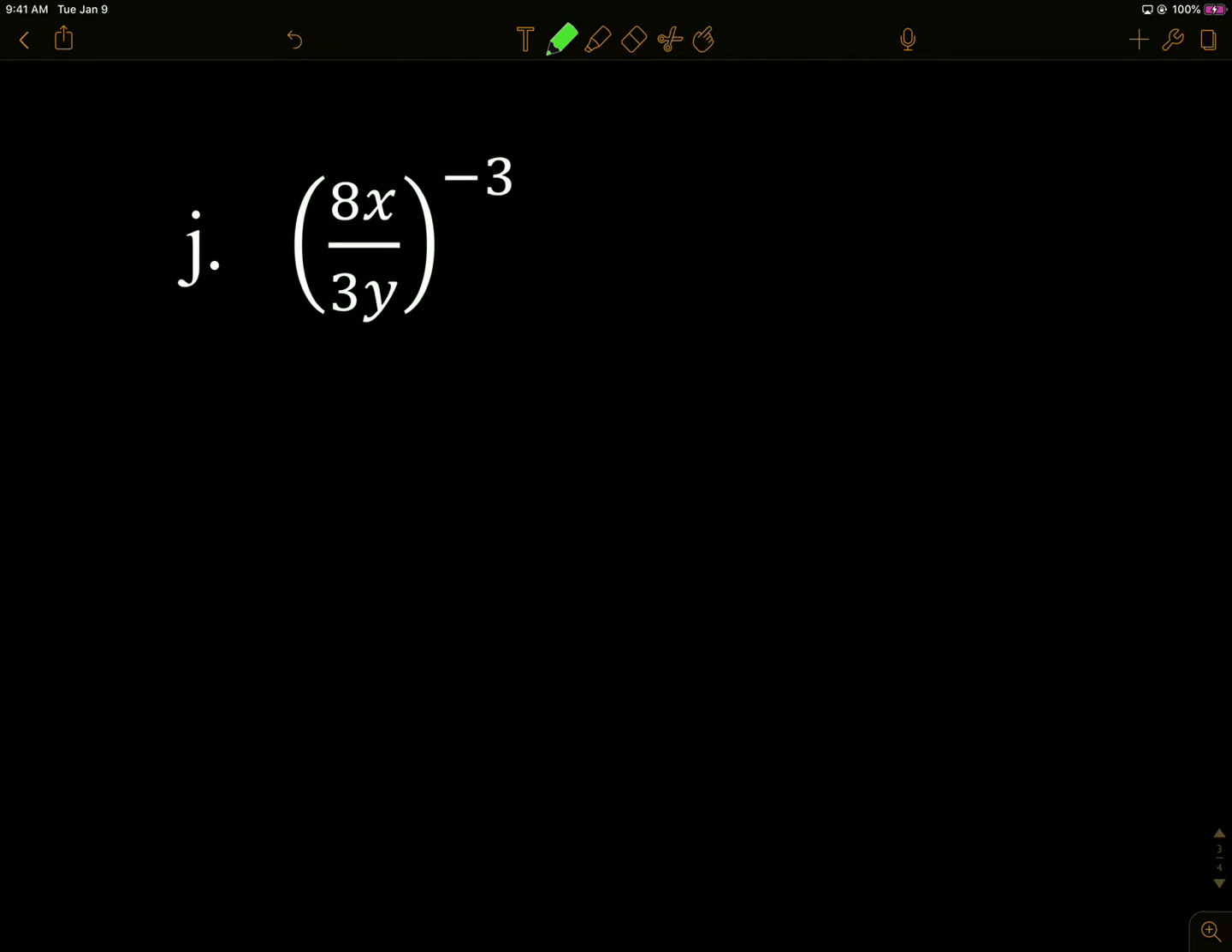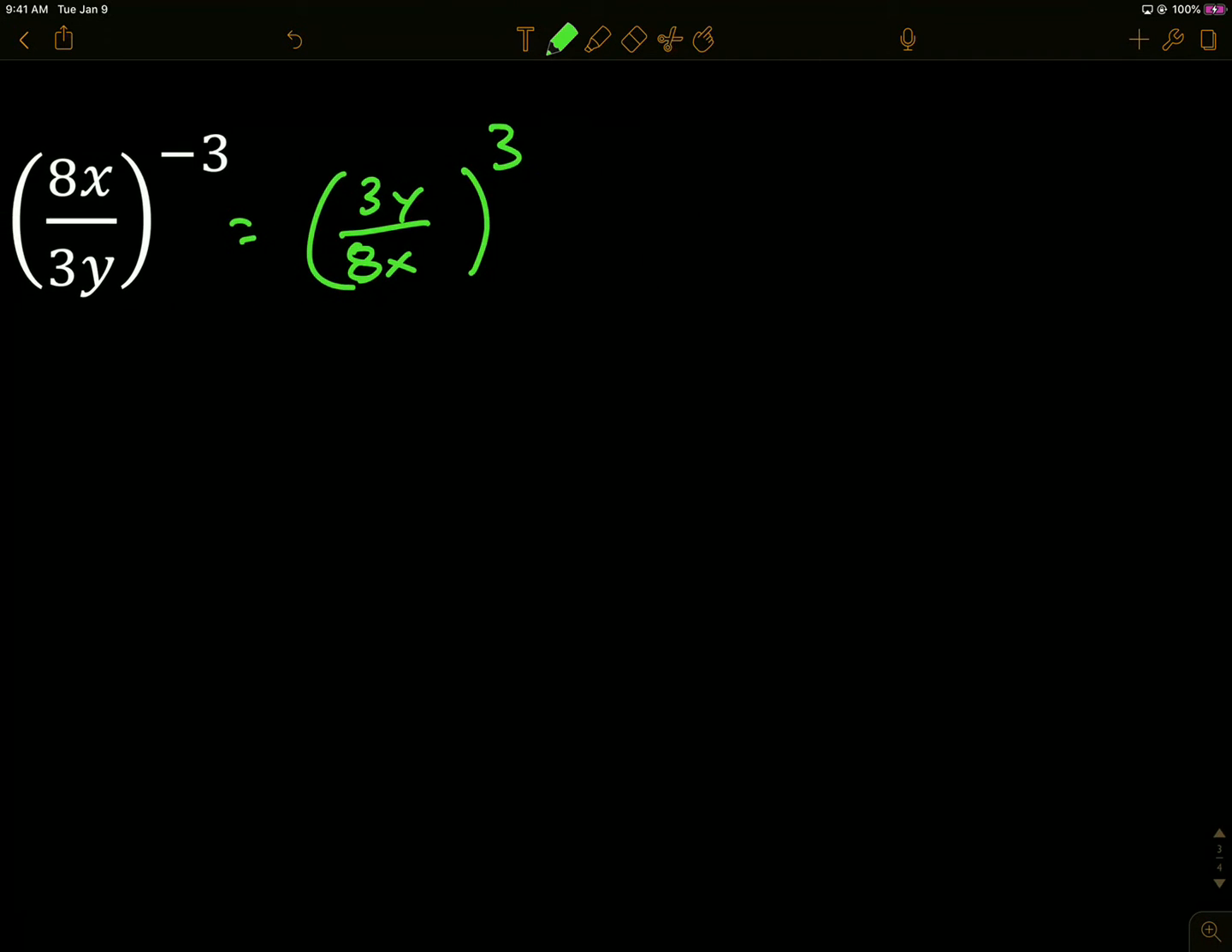Okay, we look at this guy. I have a fraction to a negative exponent. So what I can do is flip the fraction and make the exponent positive. So I want to do that first. Then I can raise the 3, everything to the 3 in here.